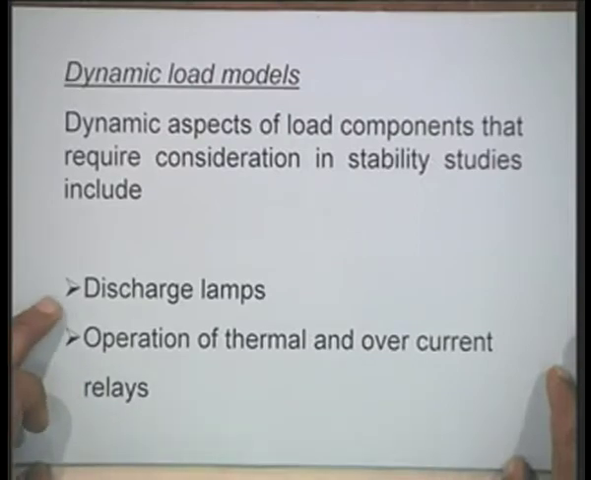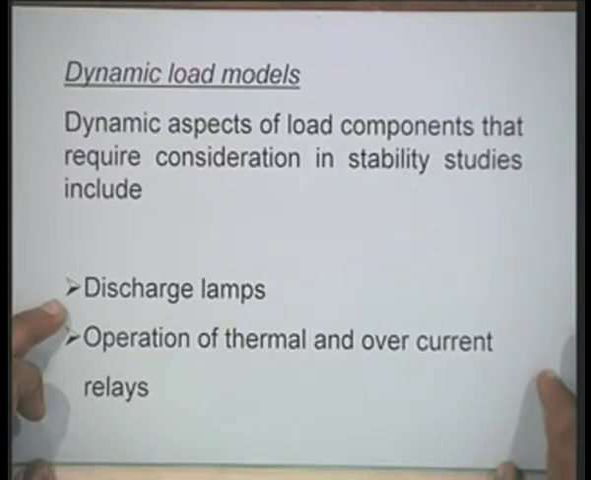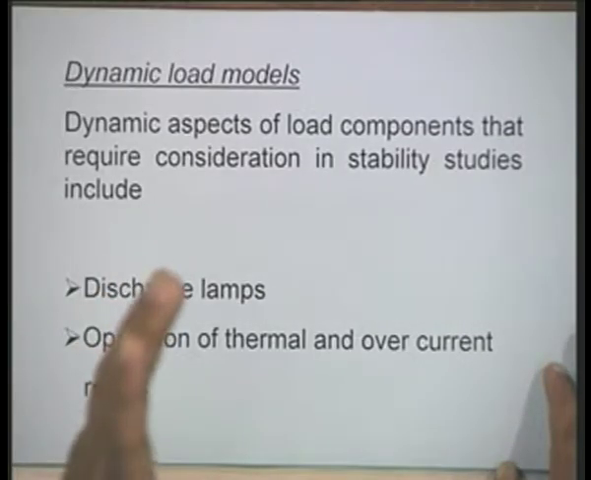Now the aspects to be considered will be the discharge lamps. I have talked about the discharge lamps: the fluorescent lamps, the sodium vapor lamps, and the mercury arc or mercury vapor lamps; the incandescent lamp is not a discharge lamp. In these lamps there is a very important thing: when the voltage falls to around 0.7 to 0.8 per unit, these lamps extinguish, and when the voltage recovers, within 1 or 2 seconds they are restored back.